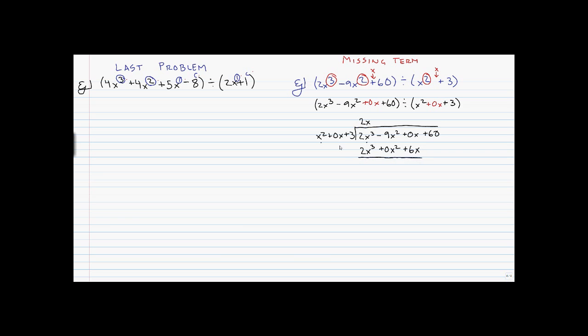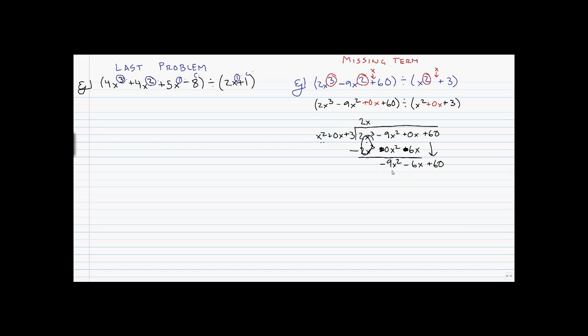So next step, same as always. Draw the line, change the signs. Again, sometimes it's kind of awkward, but here we go. We've got 2x cubed minus 2x cubed is 0. Negative 9x squared minus 0x squared is still negative 9x squared. And 0x plus negative 6x is negative 6x. And of course, just like before, we can bring down the next term.